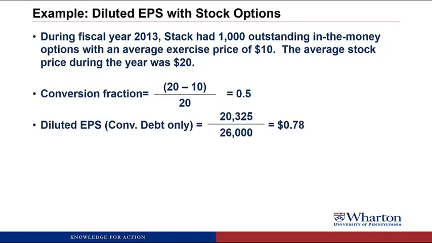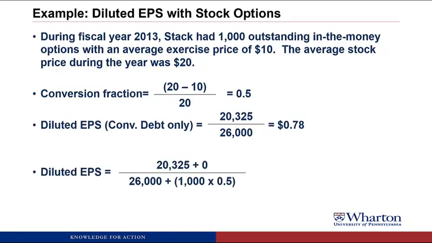Here's the diluted EPS calculation that we carried over where we did convertible debt, where we ended up with 78 cents per share. Now what we're going to do is add nothing to the numerator, because again, whether stock options are exercised or not has no impact on the income statement. In the denominator, we're going to add 1,000 options times the 0.5 conversion factor, which means that we're going to add 500 shares. So we're going to assume that if those 1,000 options that were in the money were exercised, the proceeds would be able to buy 500 shares. So then when we divide the numerator and denominator, we end up with a new diluted EPS of 77 cents per share.